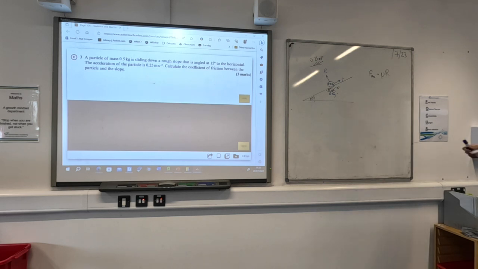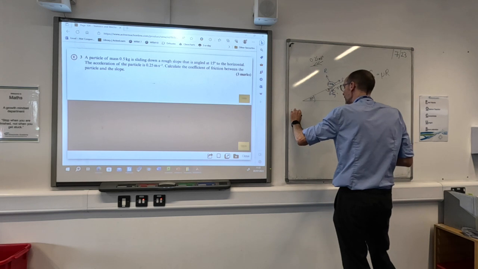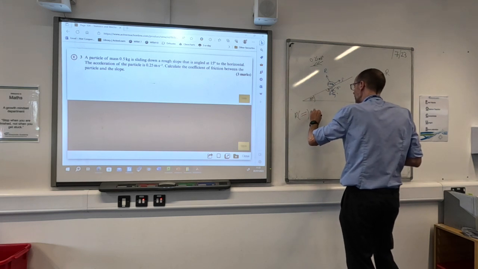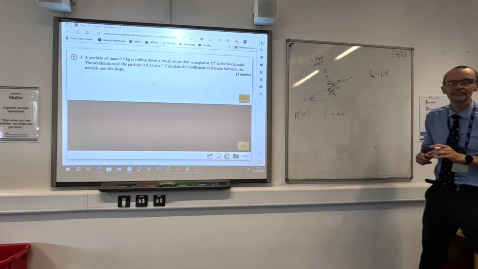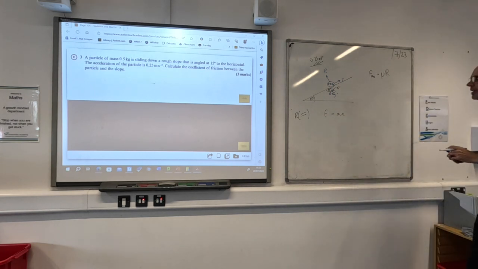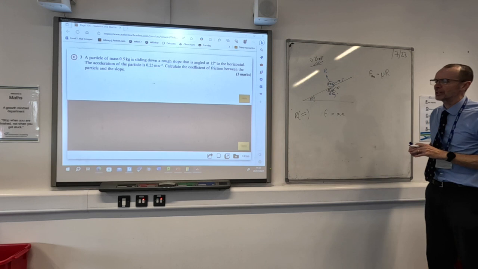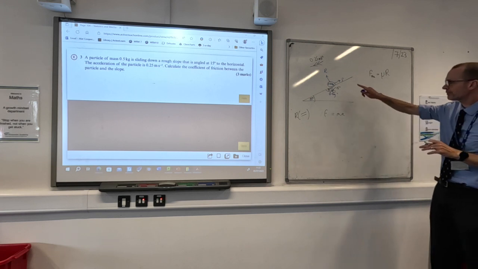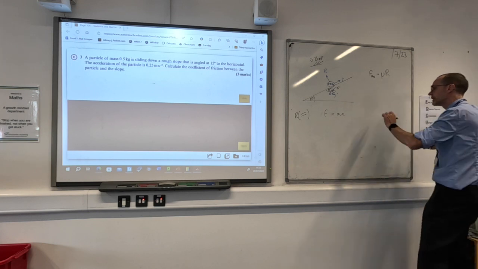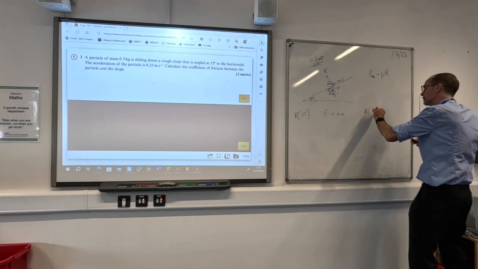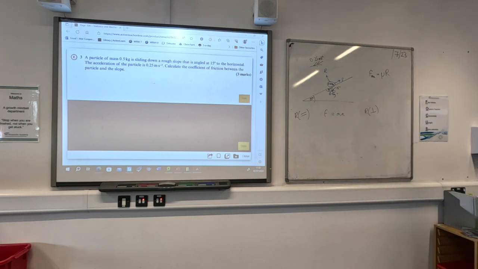And you might think, well, I only need to resolve parallel to the slope, and that's movement involved, so that's F equals ma. But we're asked to find the coefficient of friction, so we do need to know R. So as well as resolving parallel to the slope, we need to resolve perpendicular to the slope, because that will allow us to work out R. In fact, that's where I'm going to start. I'm going to resolve perpendicular to the slope.